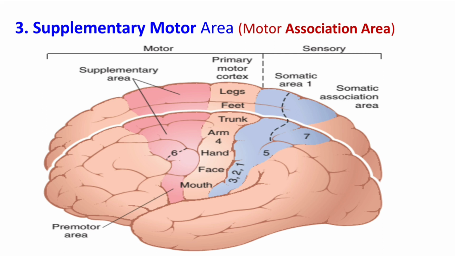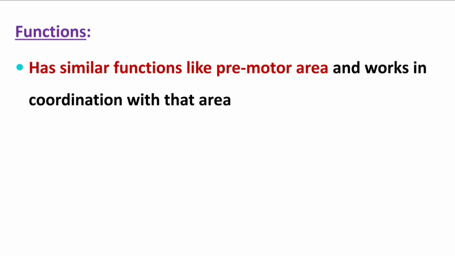Now let's talk about the supplementary motor area, or it is also called motor association area. This area is located anterior to the primary motor area, as you can see in this figure, and it also occupies the medial segment of the cortical area 6 and extends into the medial cortical surface within the longitudinal fissure. Its output is mainly to the primary motor area. Now let's see what are the functions. It has similar functions like premotor area, and it works in coordination with that area.